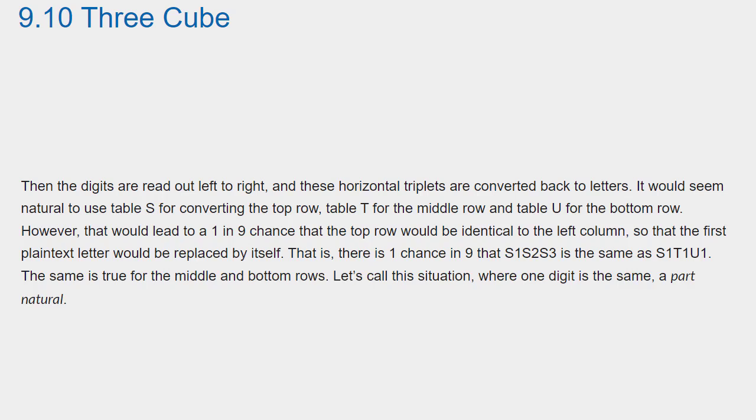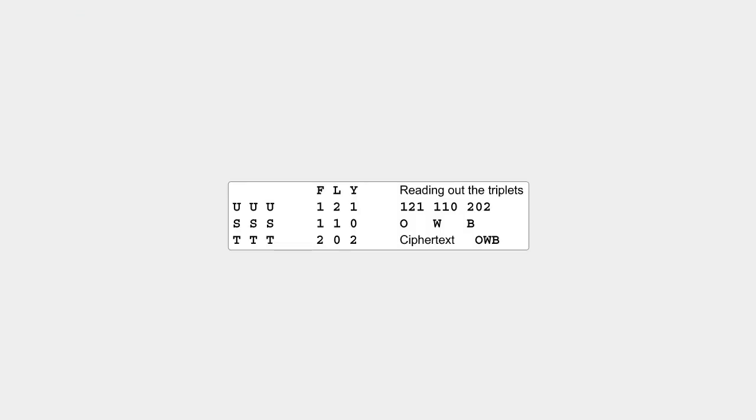It would seem natural to use table S for converting the top row, table T for the middle row, and table U for the bottom row. However, that would lead to a 1 in 9 chance that the top row would be identical to the left column, so that the first plain text letter would be replaced by itself. That is, there is 1 chance in 9 that S1, S2, S3 is the same as S1, T1, U1. The same is true for the middle and bottom rows. Let's call this situation, where 1 digit is the same, a part natural.